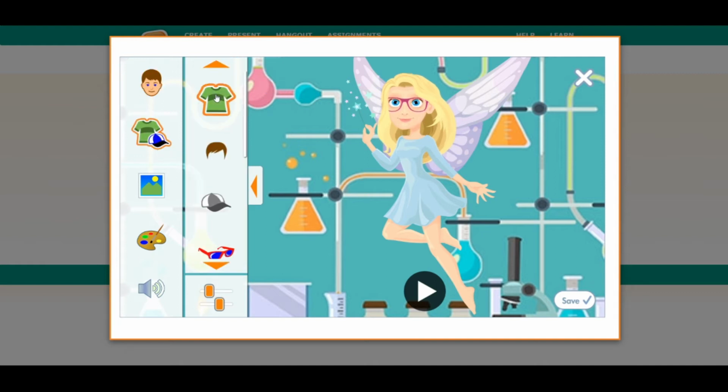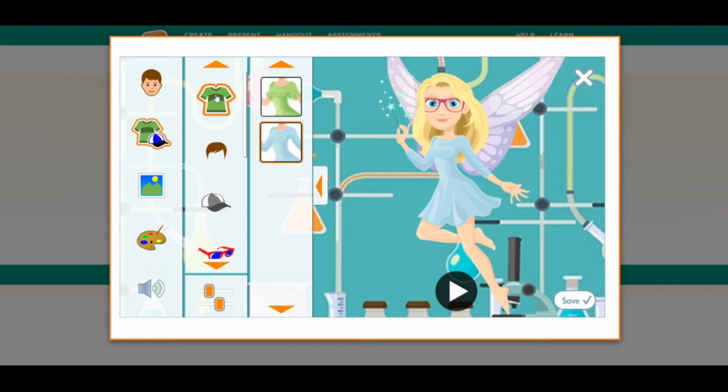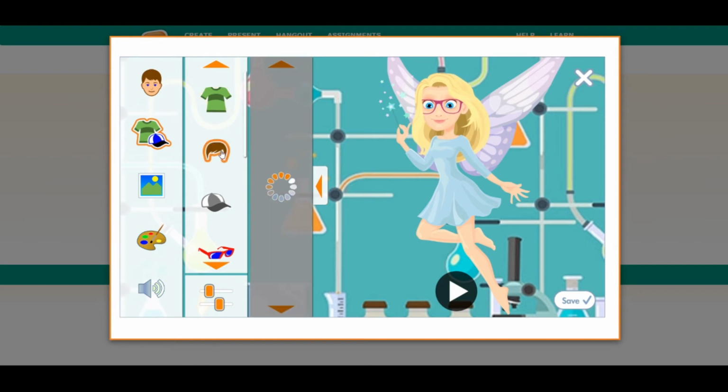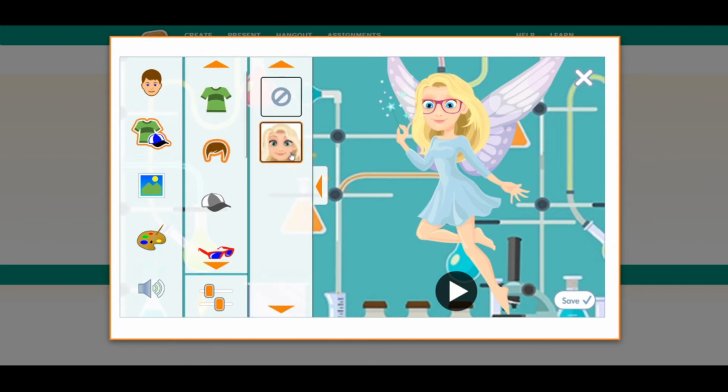So first I'm gonna click costume. Now, different characters will have different options as far as their costume go. The fairy only has 2 different ones, so I can do the green dress or the blue dress. I like blue, so I'm gonna stick with that color there. And then you can do the hair. With the fairy, there's not a lot of options. I can make her bald, or I can give her hair.